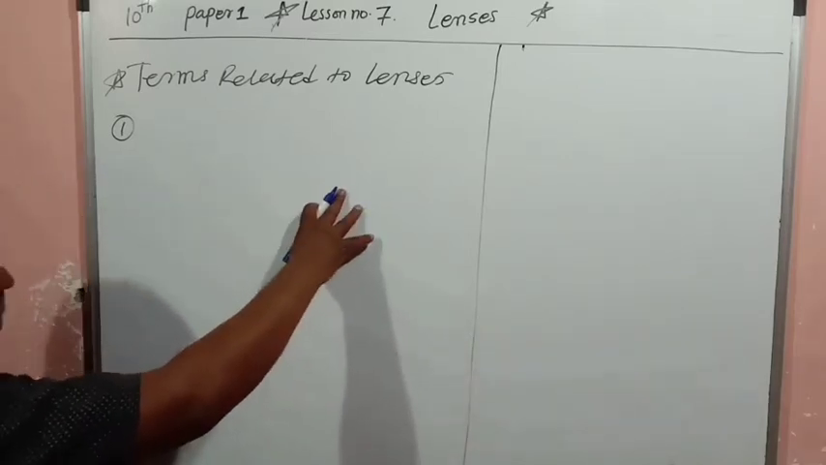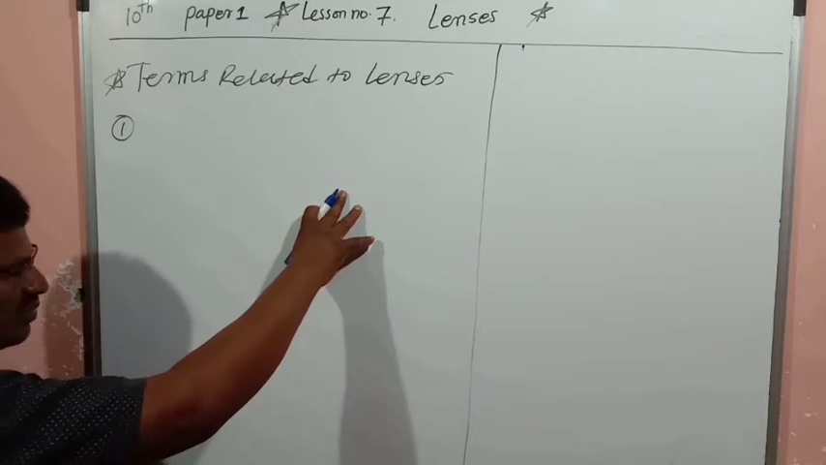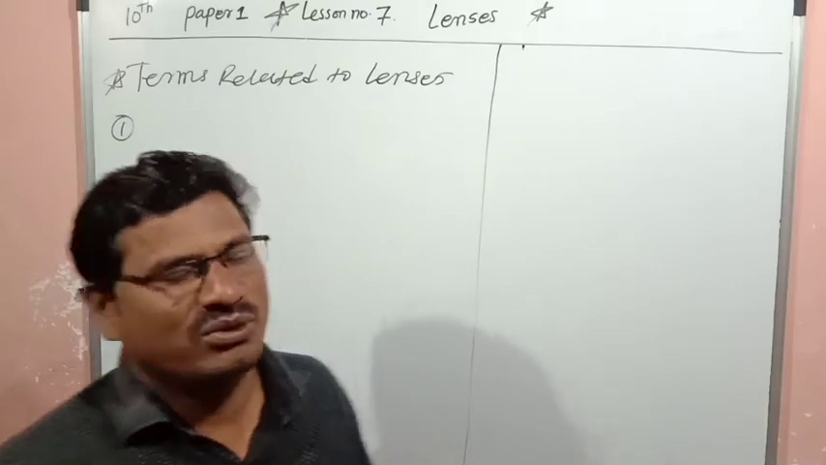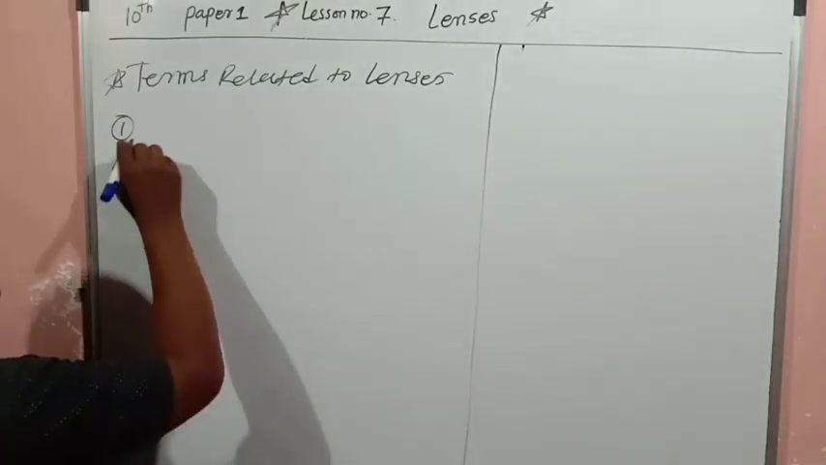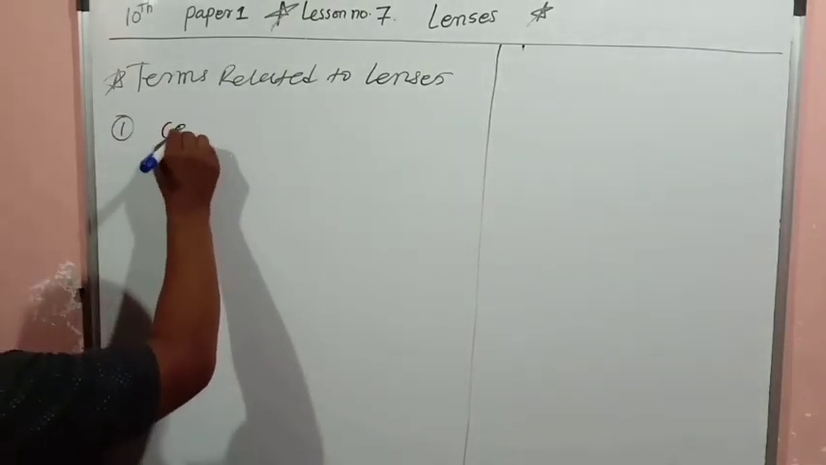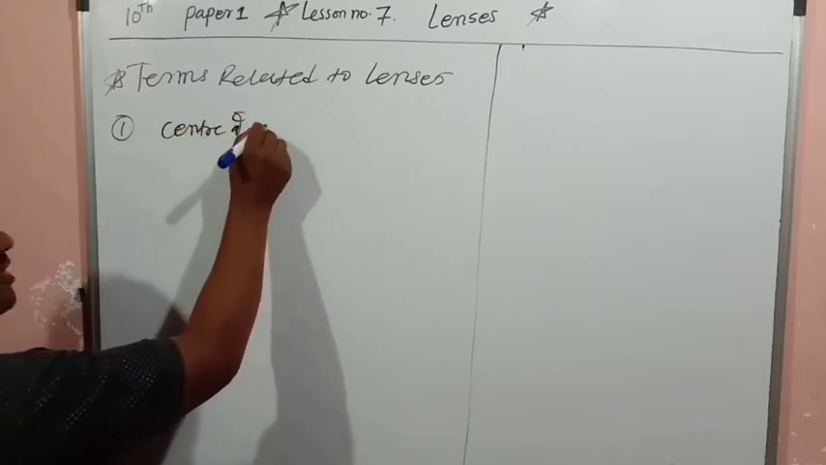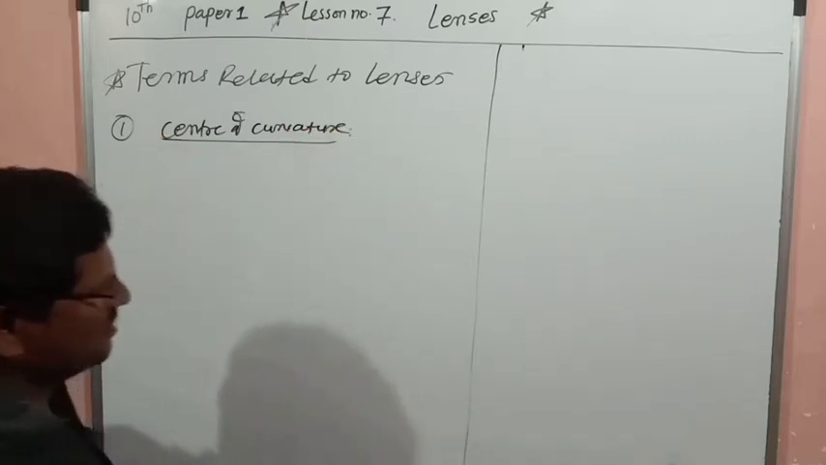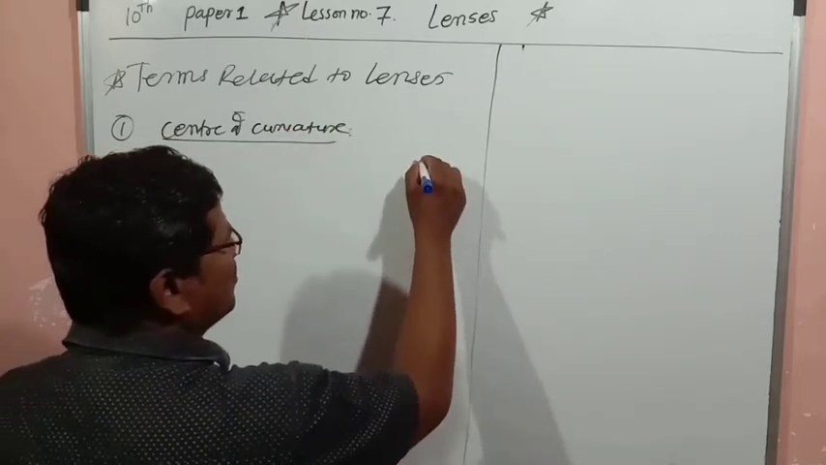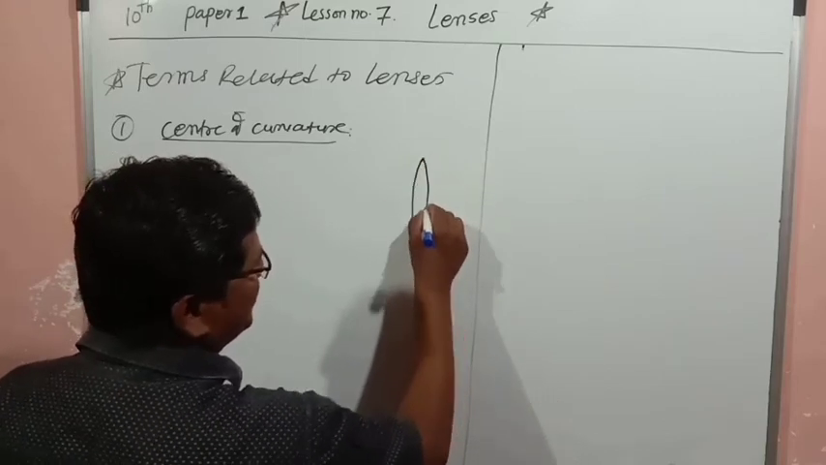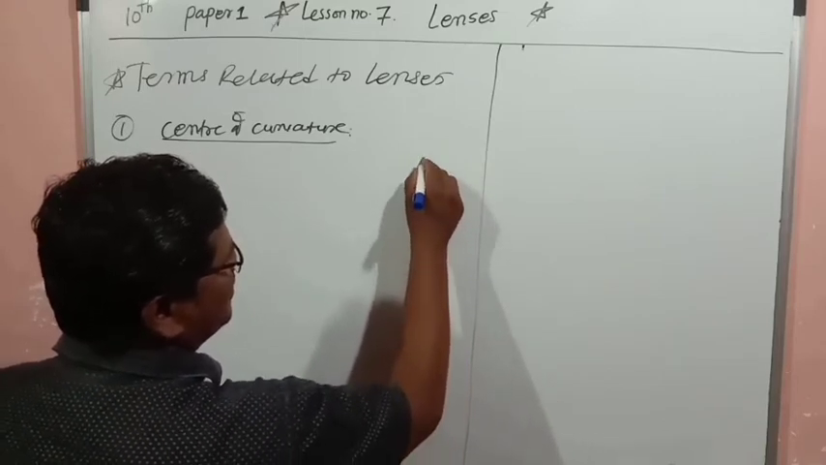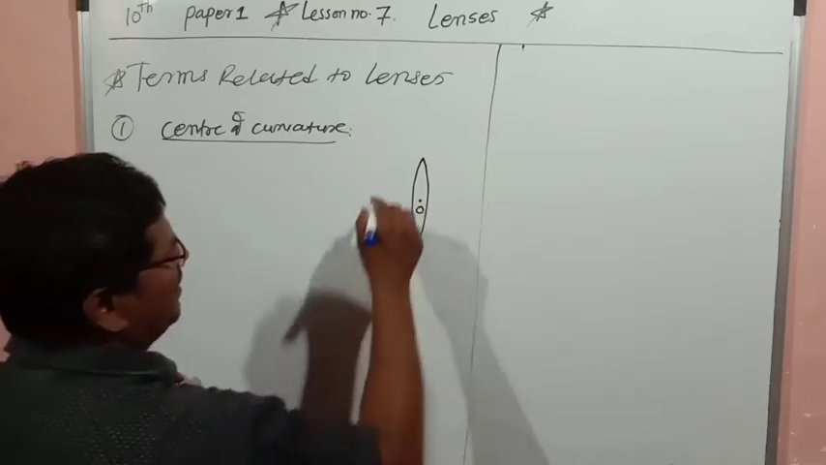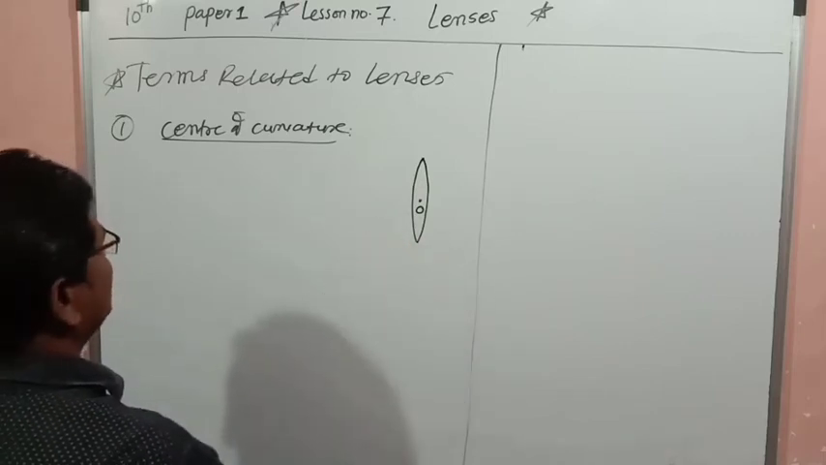When I am going to explain the optical center, at that time I will draw the diagram. So first one is the center of curvature. Here a diagram is necessary, so we'll draw one diagram this way. So optical center will be there. This is the lens.